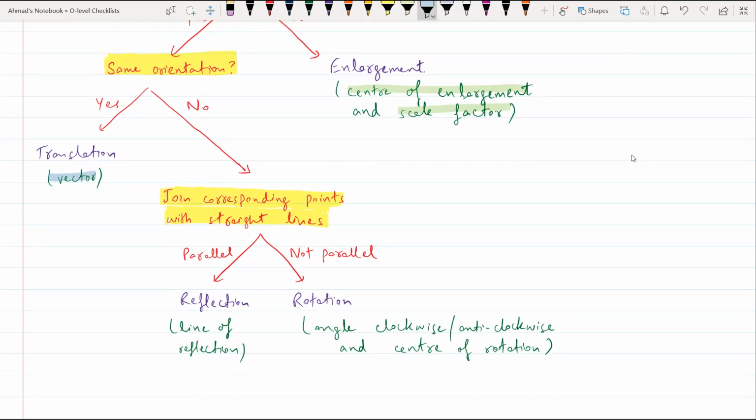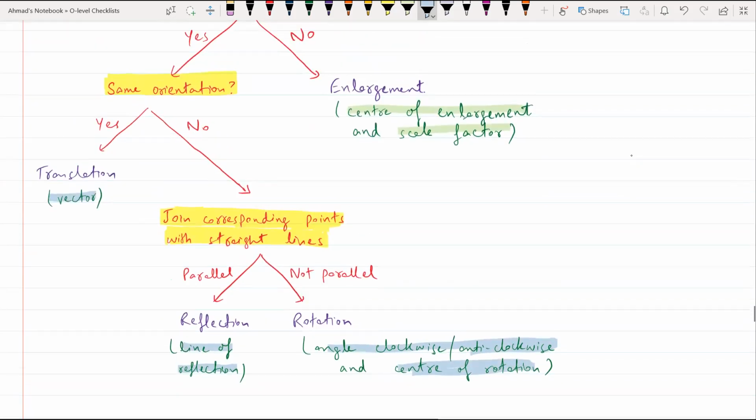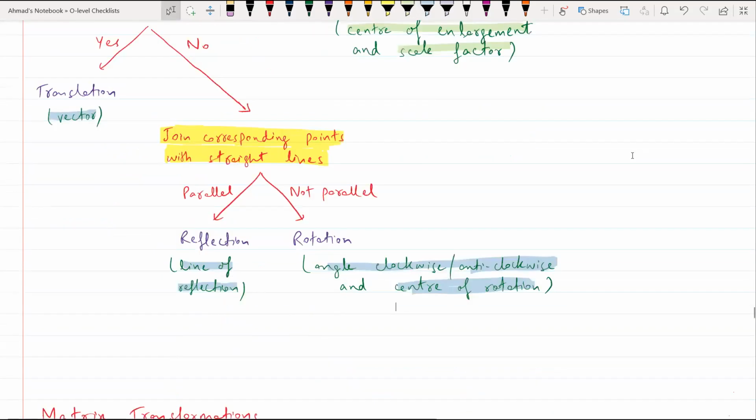अगर वो पैरेलल आ जाते हैं, रिफ्लेक्शन है, आपने लाइन ऑफ रिफ्लेक्शन बतानी है यूजिंग द मिड पॉइंट्स. अगर वो पैरेलल नहीं आती स्ट्रेट लाइंस, then it's a rotation and you have to tell the angle whether it's clockwise, anti-clockwise, and you also have to tell the center of rotation. Okay, so that's how you think about which transformation this is.